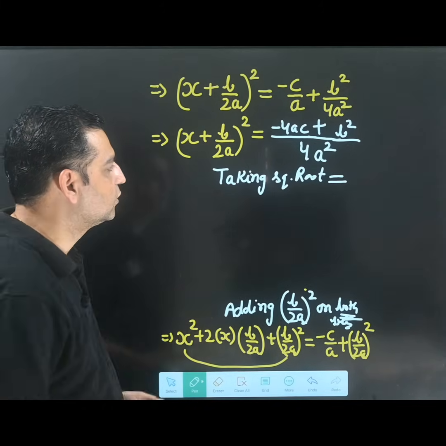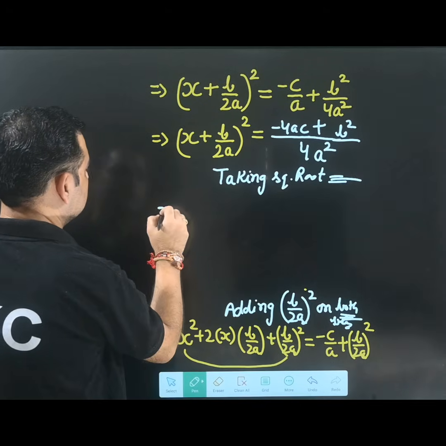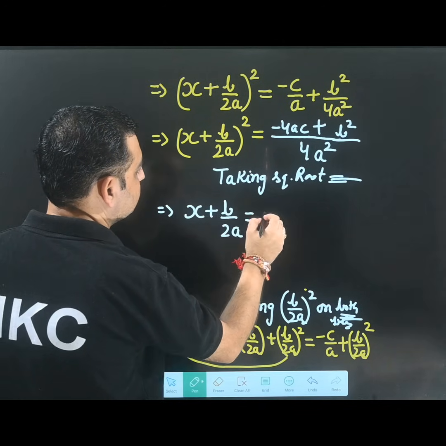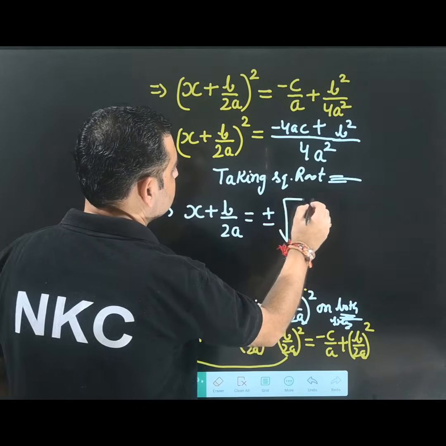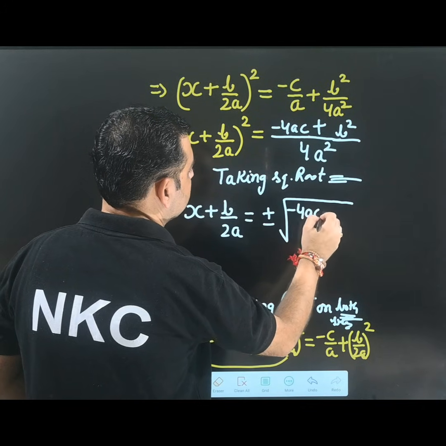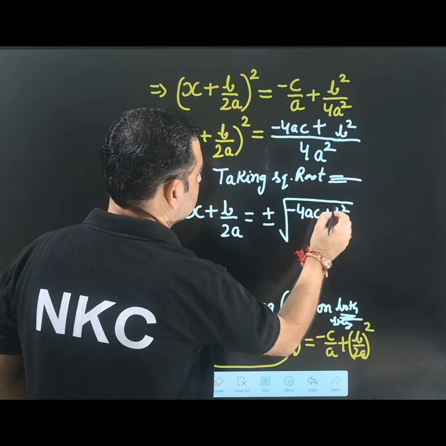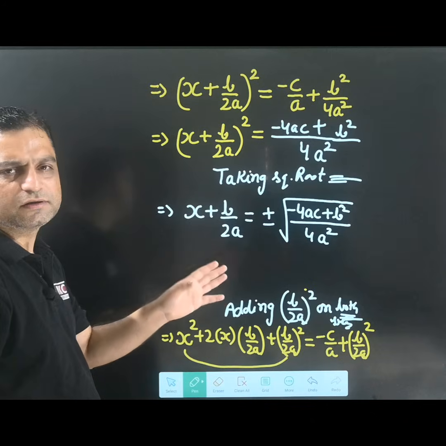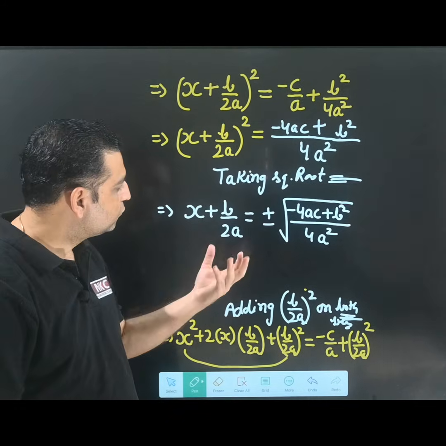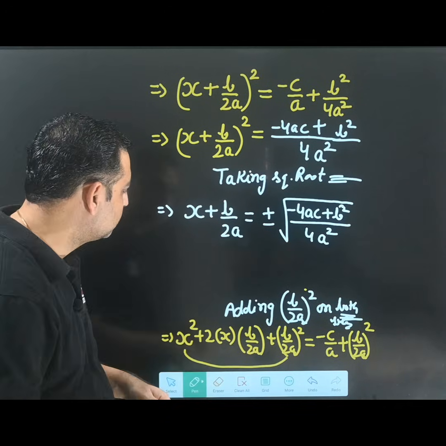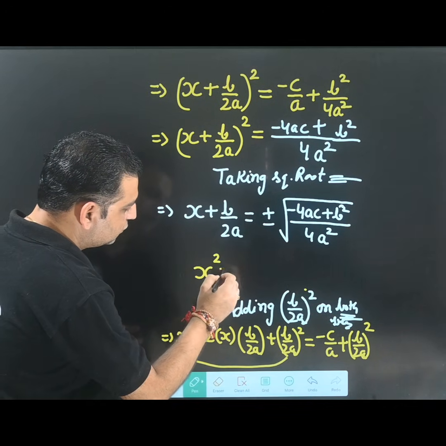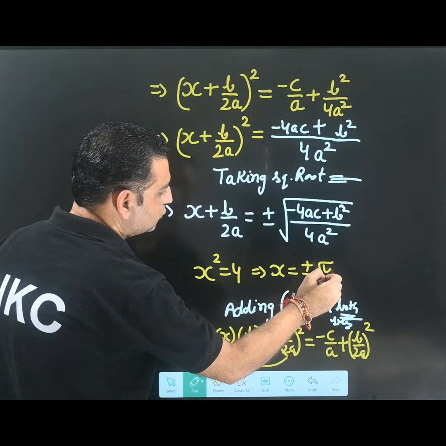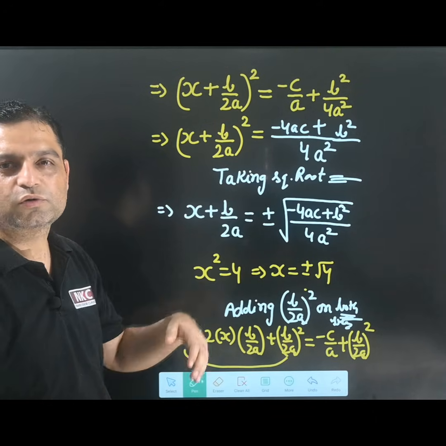On both sides we are going to take square root. Then what will happen? The left side will remain x plus b upon 2a. Whereas on the right side we will get plus minus square root of minus 4ac plus b square, this is square, to be divided by 4a square. Please check it very carefully. Few of you might be having the question why plus minus. See, in the basic question, when x square is 4, we usually write x is equal to plus minus root 4. So the same concept is applied. Square root of 4 is 2 further.